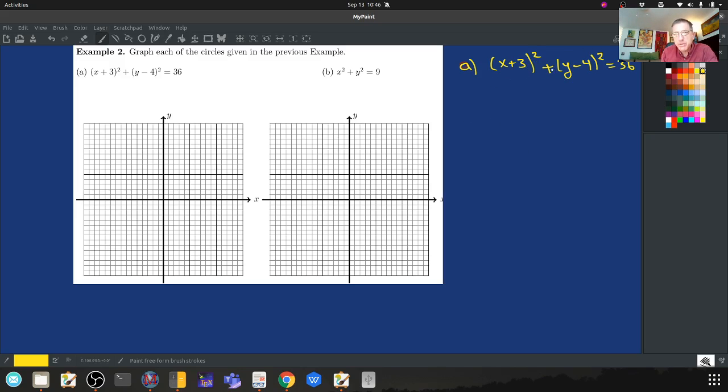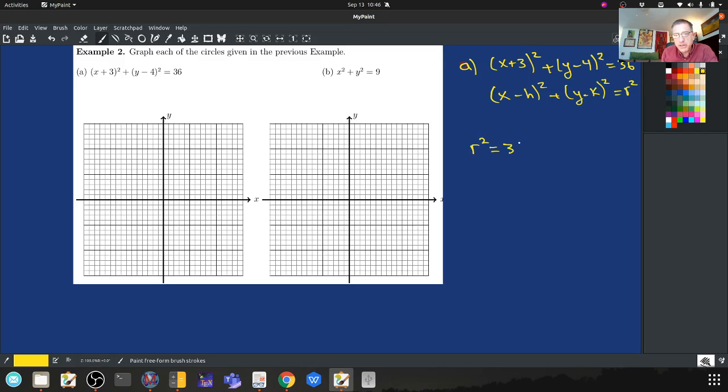So (x + 3)² + (y − 4)² = 36. So that's (x − h)² + (y − k)² = r². So r² is equal to 36. By taking the square root of both sides, I get r is equal to the square root of 36, so that's 6. So I know I'm going to have a radius of 6.